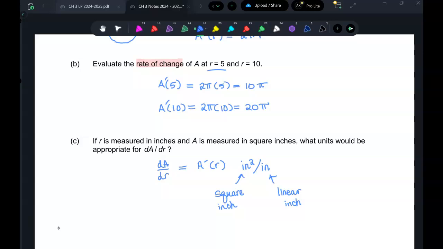Wait, how do we know that those are the units? It says it. A is measured in square inches. Radius is measured in inches, so if it's dA/dr, we're going to do square inches. Now, if you want to put it over, like square inches over inches, it's the same thing. It doesn't matter to me.